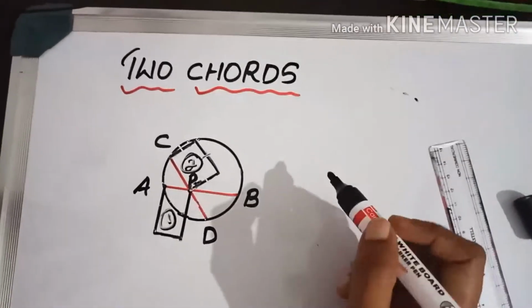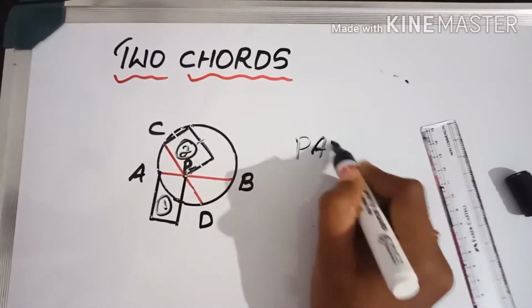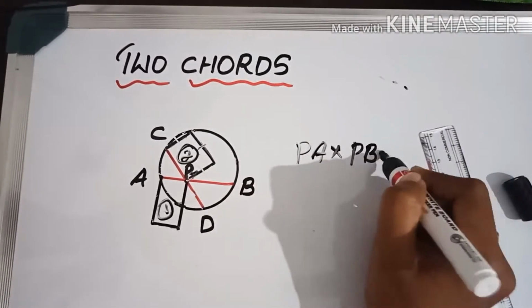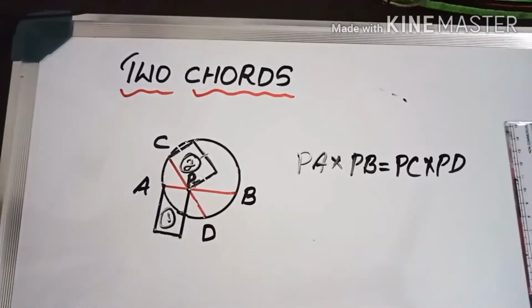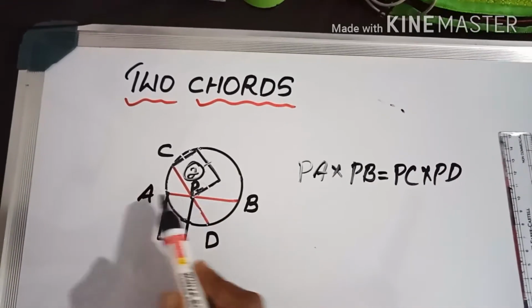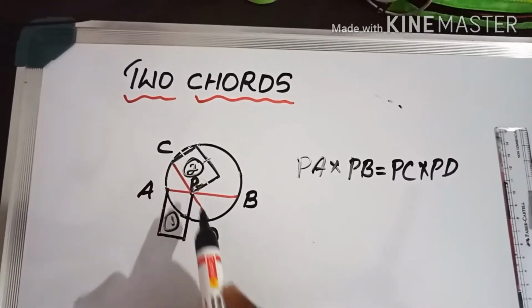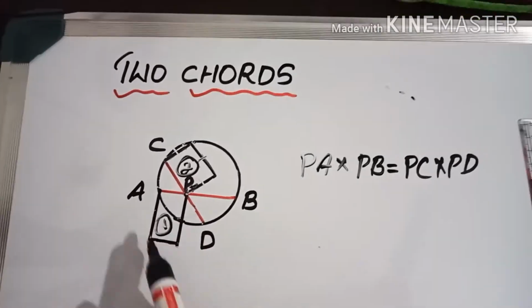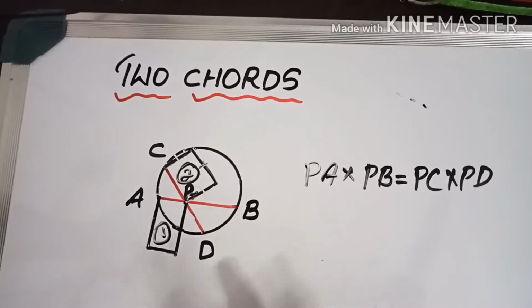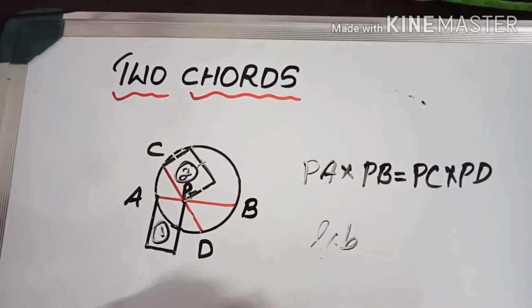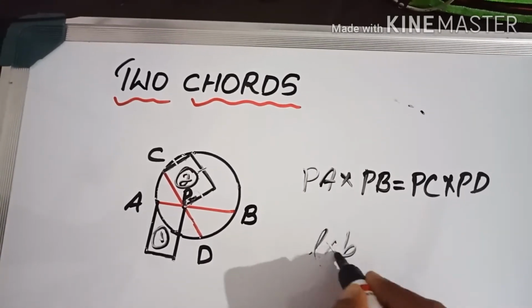Our first concept was what? PA into PB equal to PC into PD. This was our first concept, parts. PA, PB, then PC, PD. Now check the first rectangle. PA into PB. The rectangle's area is what? Length into breadth is the rectangle's area.